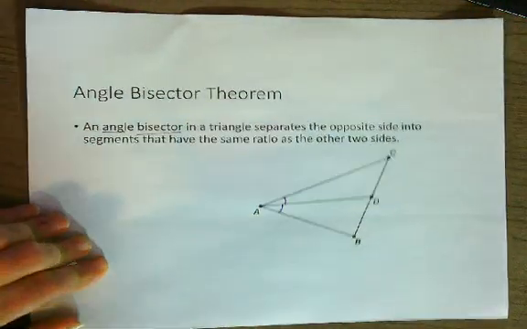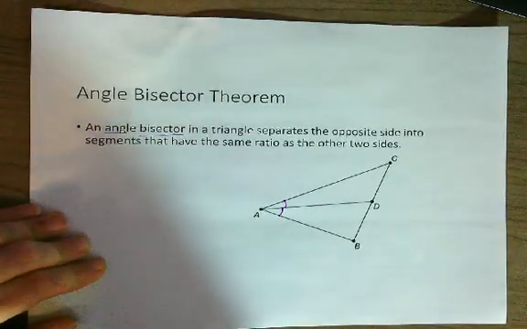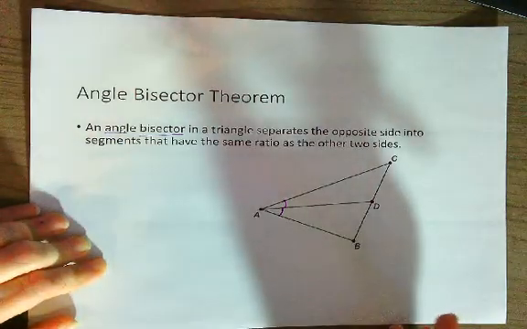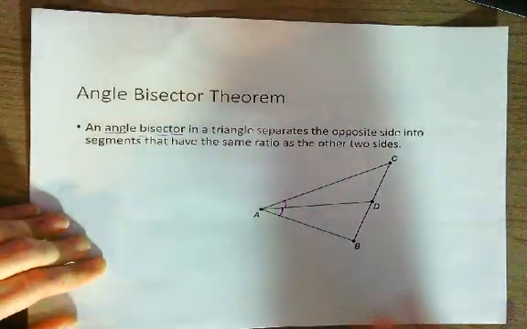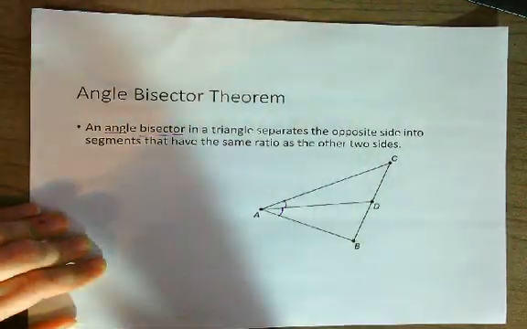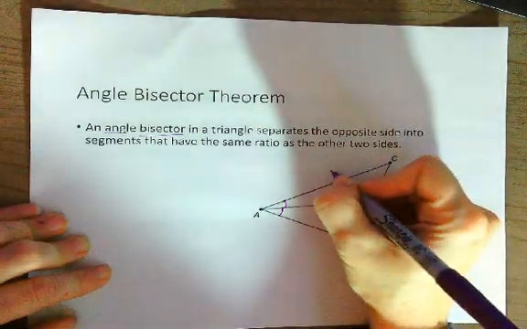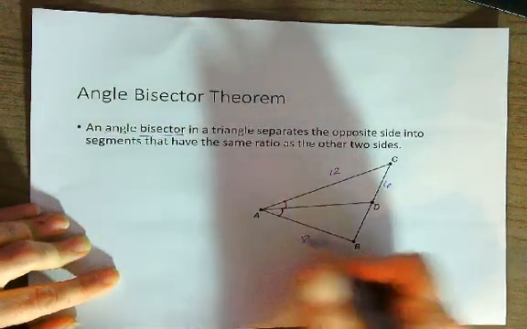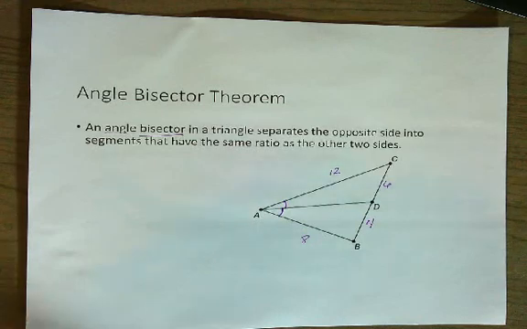Okay? What it's creating then is a ratio where the two divided triangles, the two triangles that are created from the divide, will be the same ratio. That would be like saying 12 and 6 and 8 and 4. They both have a ratio of 2.